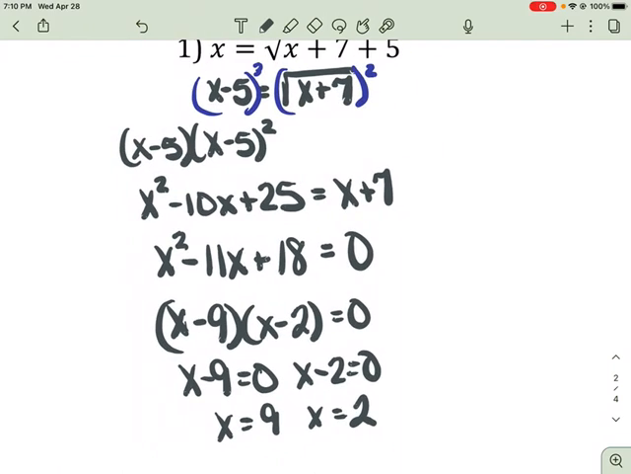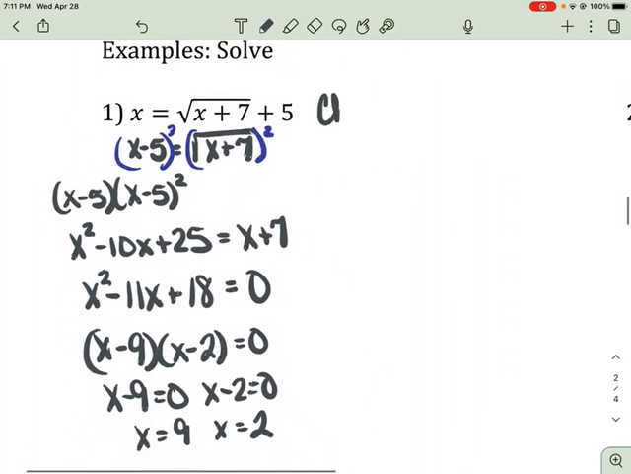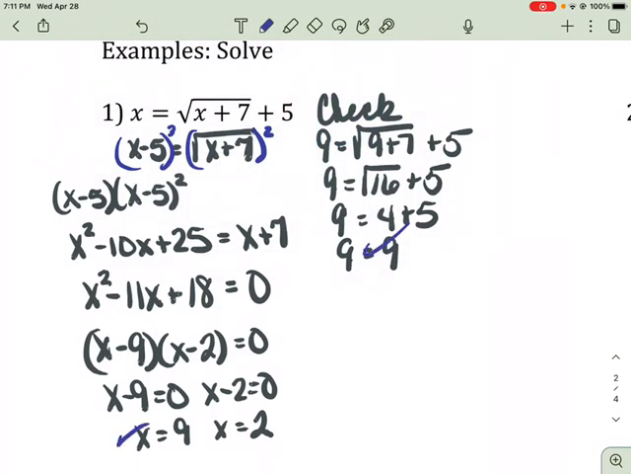Does that mean you have to check both answers in the original problem to see if they both work? And the answer is yes. Okay, so I'm going to come back up to here. I'm going to do my check. So I'm going to go 9 equals the square root of 9 plus 7, plus 5. So 9 equals the square root of 16 plus 5. 9 equals 4 plus 5. Okay, this looks good.